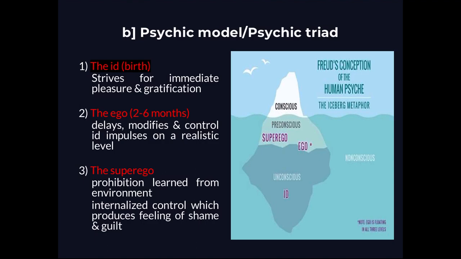So the id is present at birth. It strives for immediate pleasure and gratification. The ego comes at 2 to 6 months, and delays, modifies and controls id impulses on a realistic level. The next is the superego, that is prohibition learned from the environment. So the id is our unconscious mind, the ego is our preconscious mind, and the superego is our conscious mind.